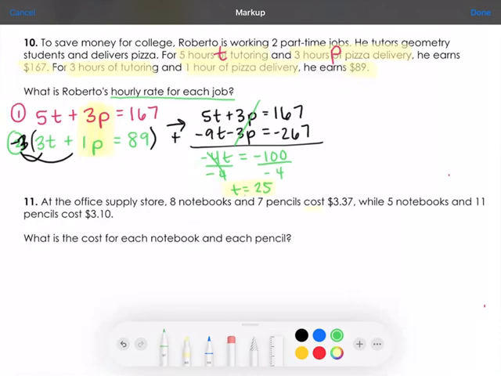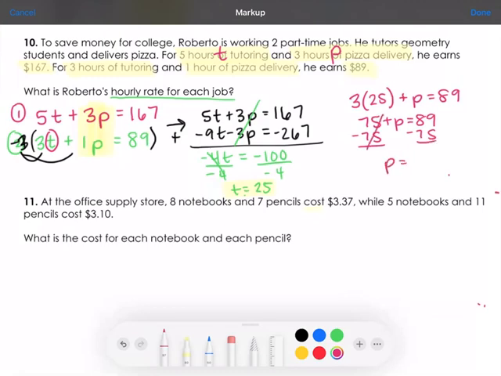So what's that mean in context of the problem? Well, T is his hourly rate for tutoring. So I still need to find his hourly rate for pizza delivery. So I can just take T equals 25 and plug it in right here. So I have 3 times 25 plus P equals 89. So 3 times 25 is 75 plus P equals 89. If I subtract 75 from both sides, I'm left with P equals 89 minus 75 is 14.